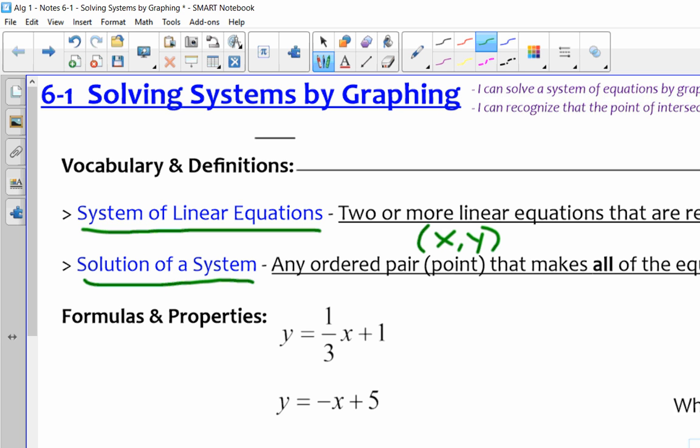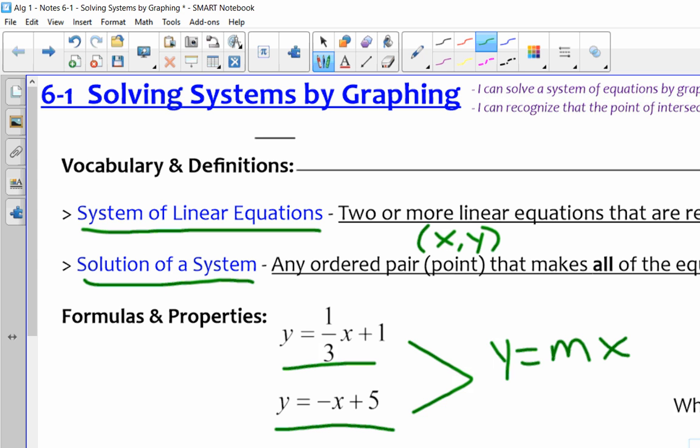If you go ahead and write down these two equations, y equals 1/3 x plus 1, and y equals -1x plus 5. Now for us to be able to do this particular section with systems, we have to make sure that our equations are in this form. I'm going to need a starting point and a slope to be able to do that.